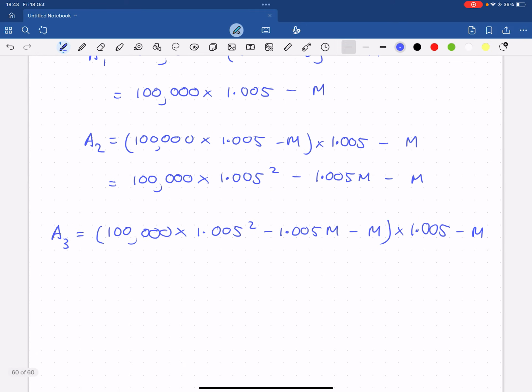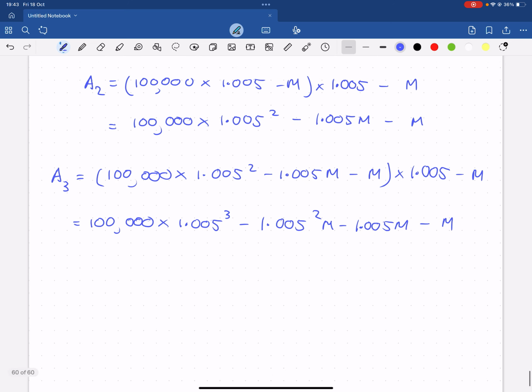Right. Let's have a go, see if we can recognize a pattern. I've got 100,000. I might expand this actually, 100,000. Let's see if there is a pattern. Times by 1.005 cubed minus 1.005 squared M minus 1.005 M minus M.